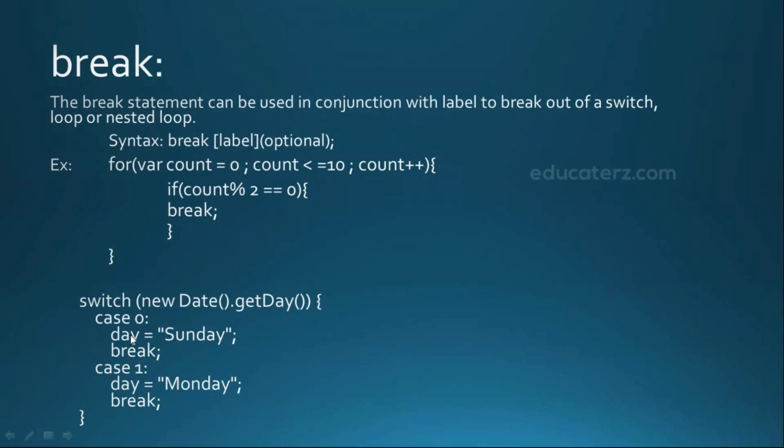We can also use it in a switch case. Here I'm getting the actual day of the current date. It will return values in terms of 0, 1, 2, 3, and so on. Let's say if the case is 0, I want to mark the day as Sunday and break out of this switch statement. If I don't use this break statement within the switch, it will start executing the next cases. This will happen from the matching case onwards.